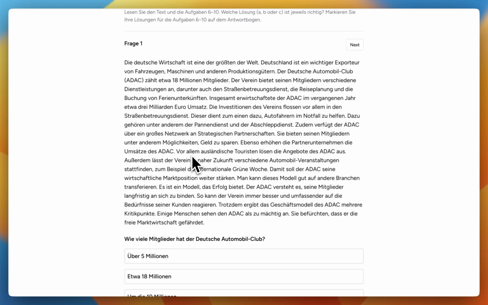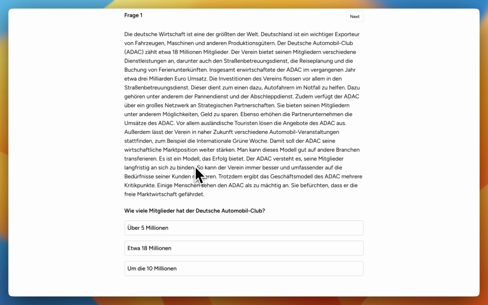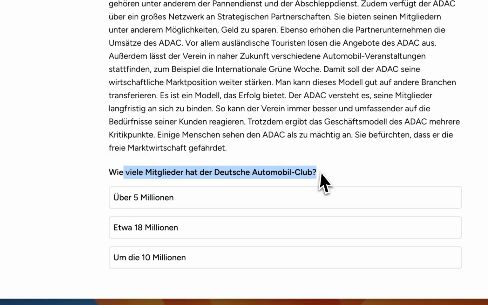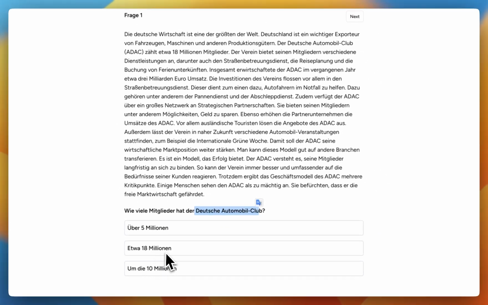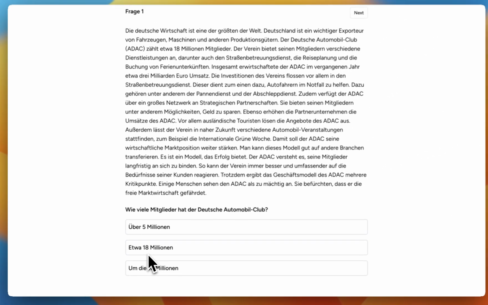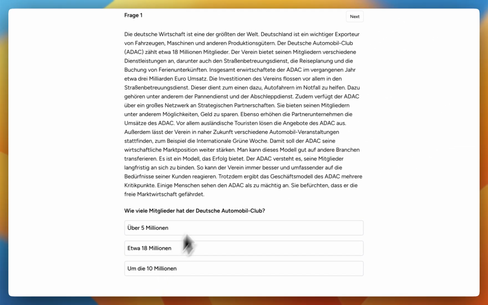So the first tip or technique is to read the title and the subtitle and just try to get a hang of it. Then you can immediately jump to the first question and try to understand what the question is saying. So it says, Wie viele Mitglieder hat der Deutsche Automobil Club? How many members does the Deutsche Automobil Club have? Above 5 million, around 18 million, or around 10 million. So this should be a relatively easy thing to do.